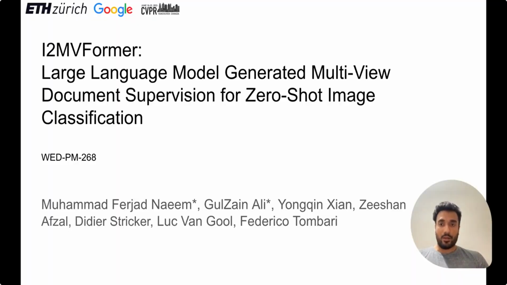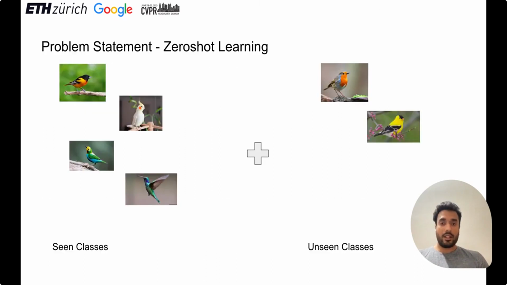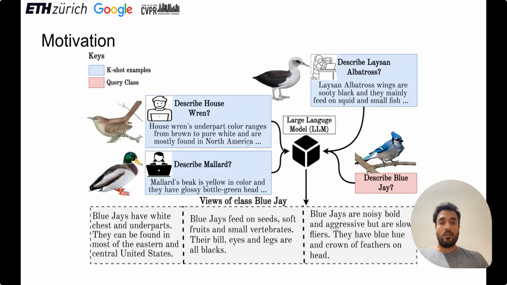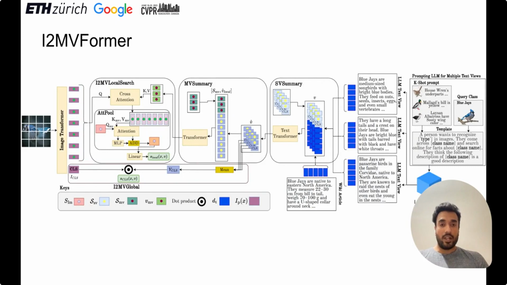Hi, I'm presenting I2MV Former. In this work, we tackle the zero-shot learning task, where at training time, our model has access to a set of scene classes, and at test time, it needs to generalize to the scene set as well as a new set of unseen classes. We use a large language model to generate text descriptions of both our seen and unseen classes, and the intuition is that an image classification model can use these text descriptions to generalize to the unseen classes. We generate multiple descriptions of each class that reveal complementary information about a class.